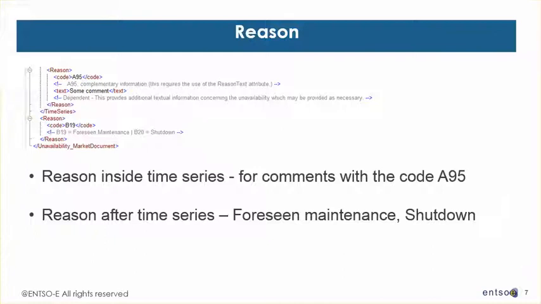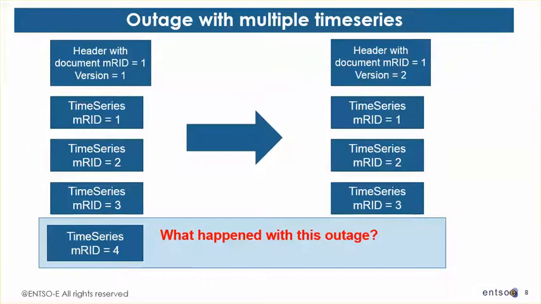So, if you go to the next slide, this is quite important. It is allowed to use multiple time series. On the left side, I showed something like a first version of the document. For example, you send a document with ID 1 and version 1, and then you have 4 time series with IDs 1, 2, 3, 4. And then you send the same document ID with a higher version, but only with 3 time series which have IDs 1, 2, 3.